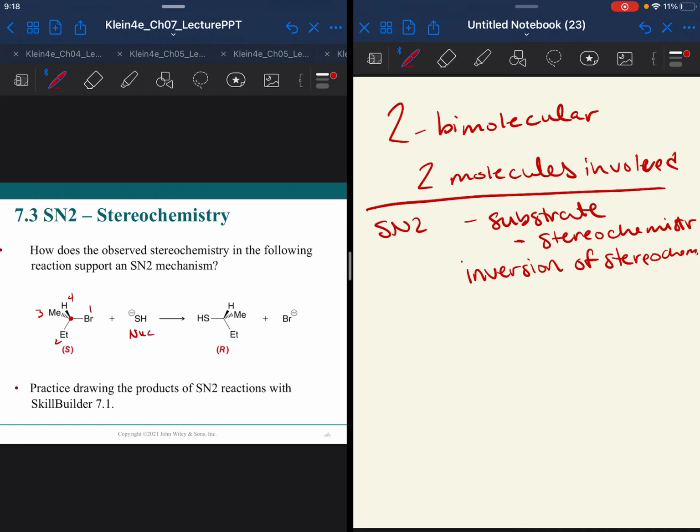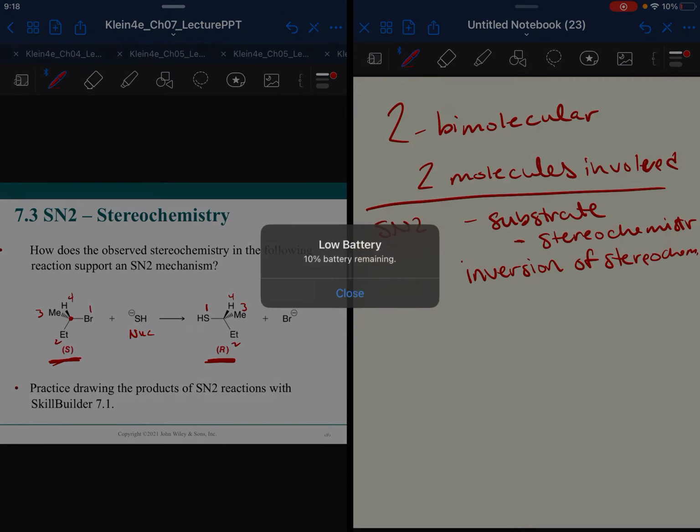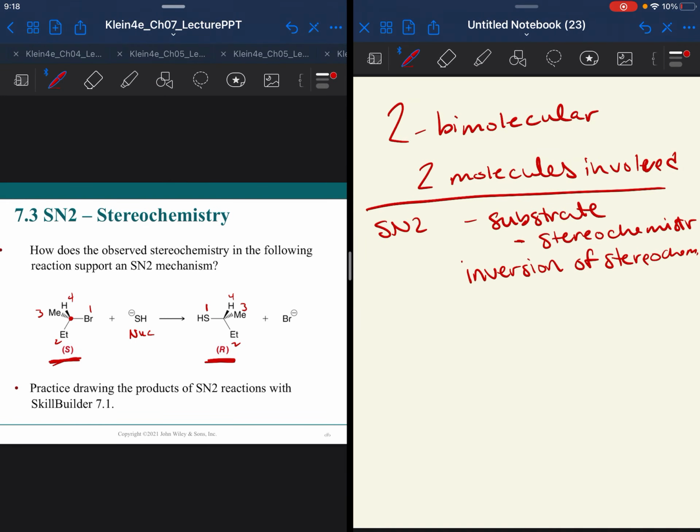Notice that the nucleophile here is an SH ion, and the S is on the opposite side. The S is also priority 1, just like the bromine was, 2, 3, and 4. But now we've had an inversion of configuration. S becomes R. This has everything to do with the mechanism, which is one of the reasons why mechanisms are so important. It helps us to predict that stereochemistry in our product, right?